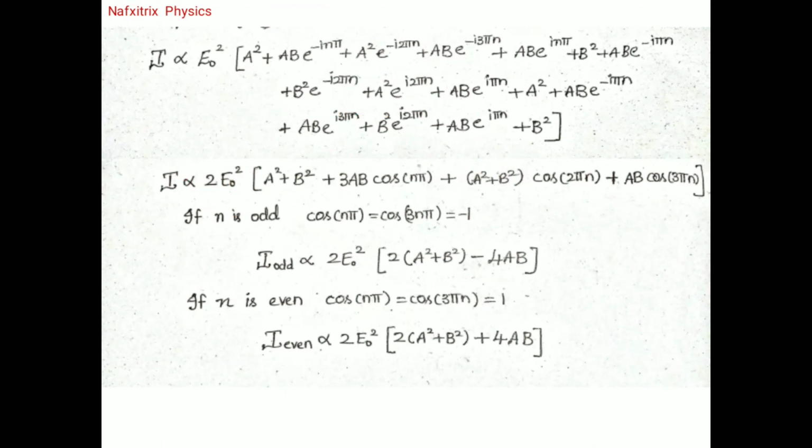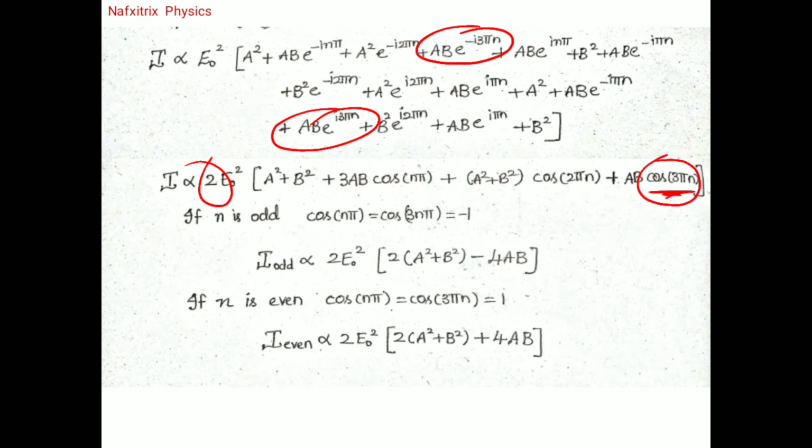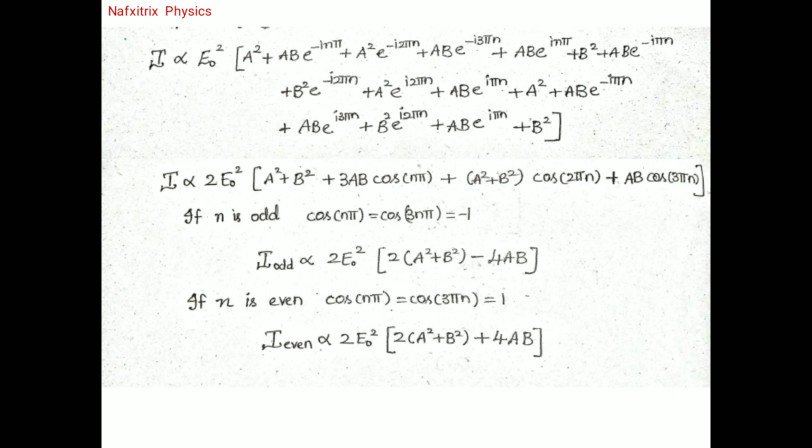Next, finally the cos 3 pi n terms with ab. So ab e power minus 3 i pi n and ab e power i 3 pi n. Here ab has to be taken common, then e power i theta plus e power minus i theta, so based on that formula, 2 cos theta, so 2 into cos 3 pi n. So this is the entire intensity we would have finally based on the calculation.